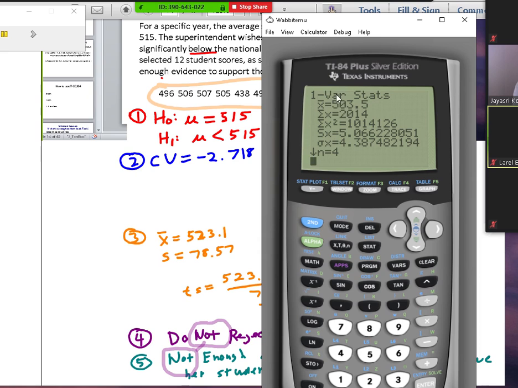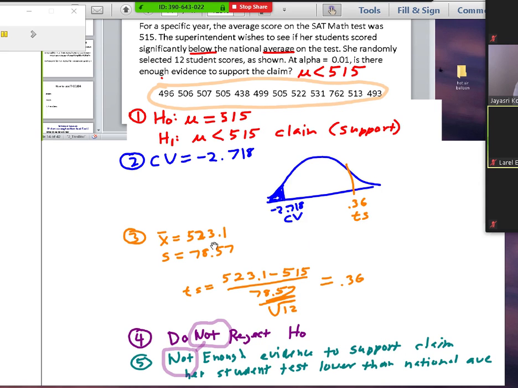So it'll give you your X bar, and it'll give you your S, right? Because we know it's a sample, so the sigma is not worthwhile because we know it's not the population. We know it's a sample, so we use S and X bar. All right, so you guys got an X bar of 523.1 and an S of 78.57. I just did 4 sig figs just to be safe. So this is what you should have gotten for your X bar and your S.